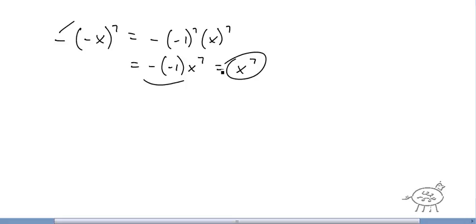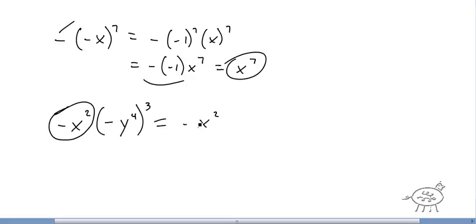Let's see, I think I want to do one more quick example and then I'm done. So negative x squared times negative y to the fourth to the third power. Okay, it looks complicated, not a big deal. There's no work here, guys. That squared is just the x squared. There's no work at all. So I'm just going to write that as negative x squared. And then it's times negative 1 cubed and y to the fourth cubed.